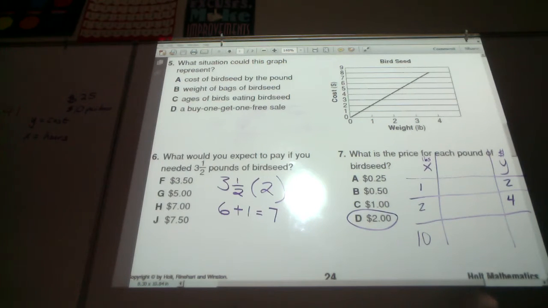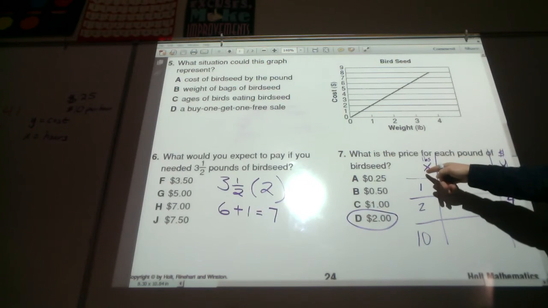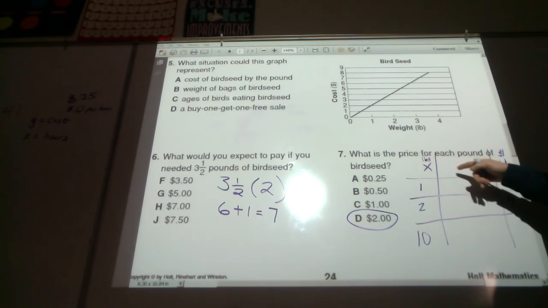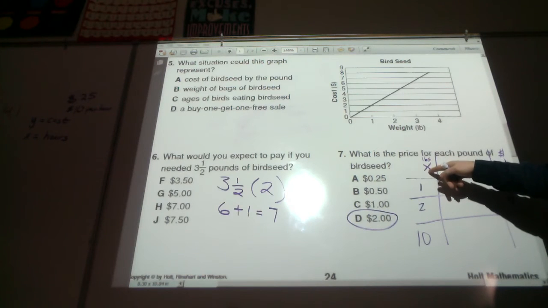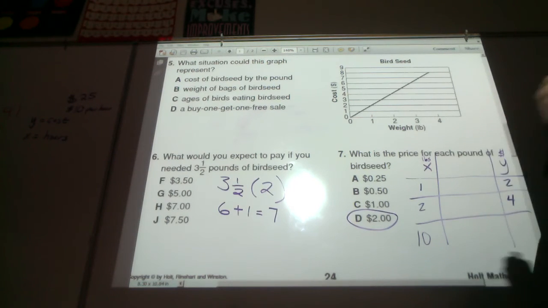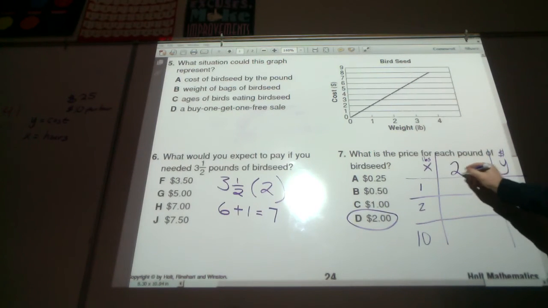$2 per pound. Now, we're going to use a variable instead of saying $2 per pound. We're going to use X for pounds. So how could we write this? Okay, so I'm going to just change it, but say $2 per pound, or 2 times X. Okay?